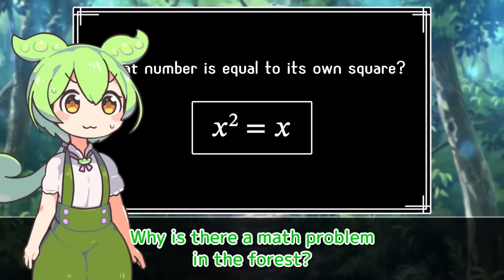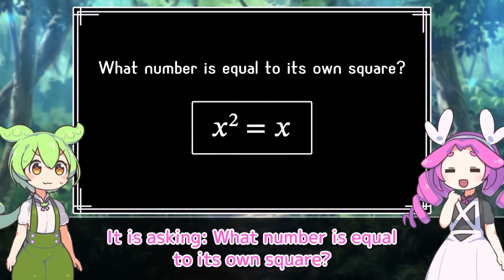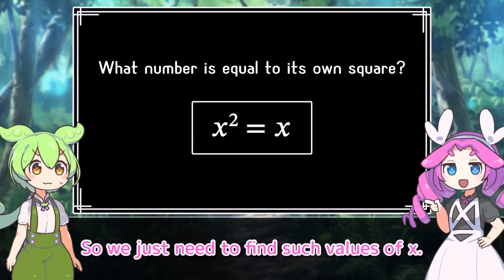What is this? Why is there a math problem in the forest? It seems we must solve this problem to escape the forest. It is asking, what number is equal to its own square? In other words, when x is squared, it becomes itself. So we just need to find such values of x.